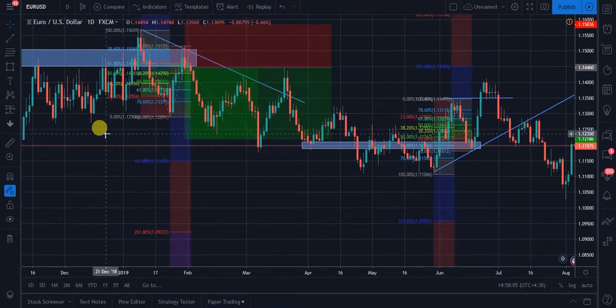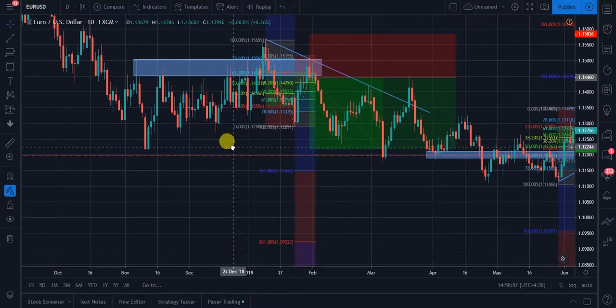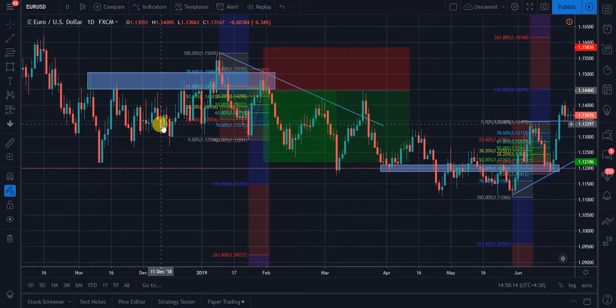I hope you understand this Fibonacci retracement and something about how to enter the trade, how to manage our trades, how to set our stop loss and take profits, also how to use the Fibonacci for our take profits. And when you use Fibonacci, you can easily find the levels and zones.